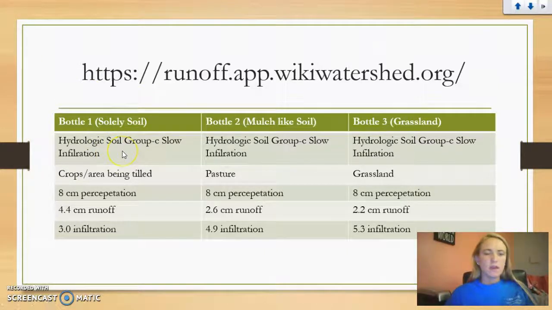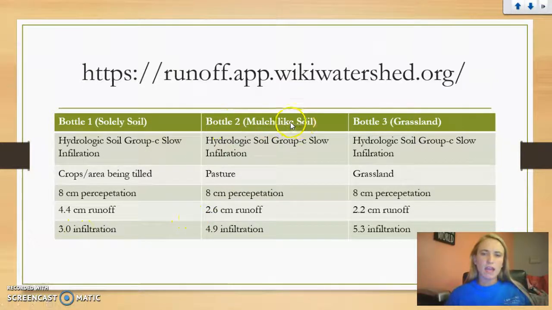In each of the categories on the website, I kept group C for the soil type, and I also kept the precipitation the same at 8 centimeters. I used the same soil in each, I just changed what was in it. The first one I picked was crops or an area being tilled, since it was mostly soil, and I got 4.4 centimeters runoff and 3 infiltration.